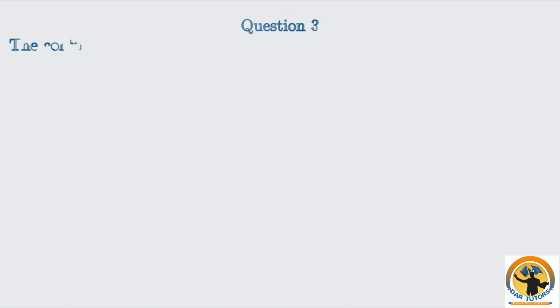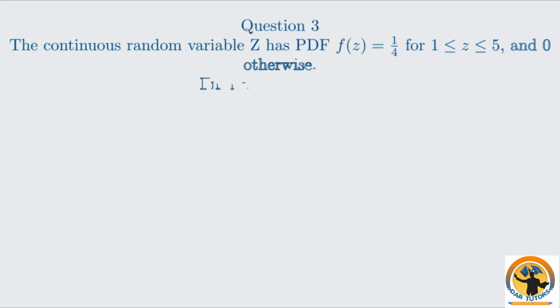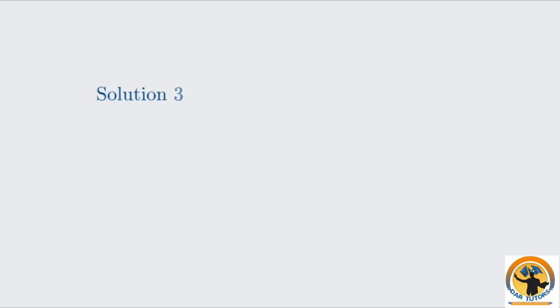Question 3 asks us to find the median for a given distribution. Remember, the median splits the distribution into 2 equal areas. Let's find the median for question 3. The PDF f of z equals 1/4 is a constant on the interval from 1 to 5. This is called a uniform distribution. Its graph is a simple rectangle.